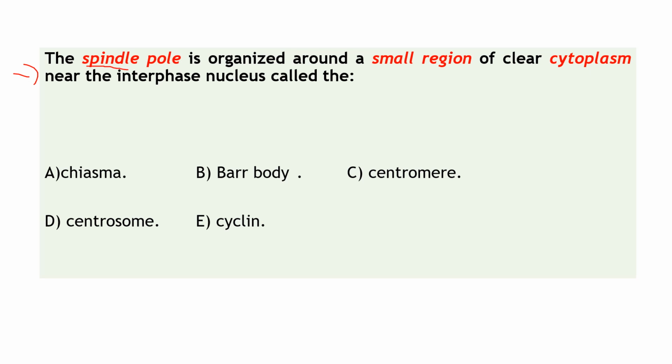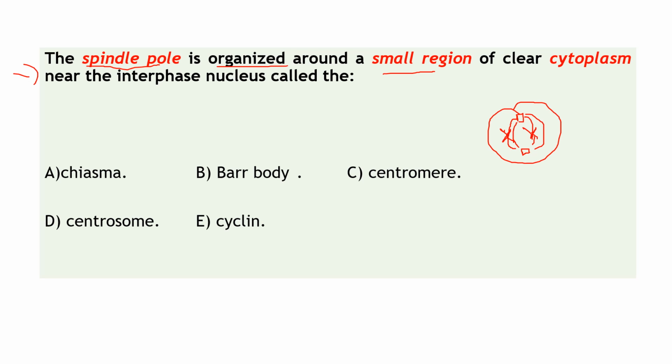The spindle pole. So here they are talking about all these structures where there's microtubules that help to pull the chromosomes. And the spindle pole is organized around a small region. So I want you to start making a picture. Here you have the spindle pole. Remember, here is the spindle pole, all these structures, and here there will be the chromosomes.